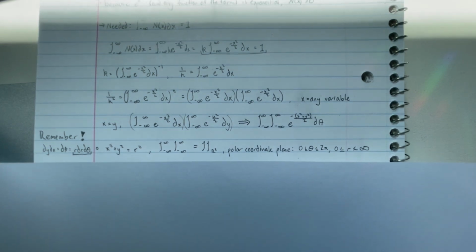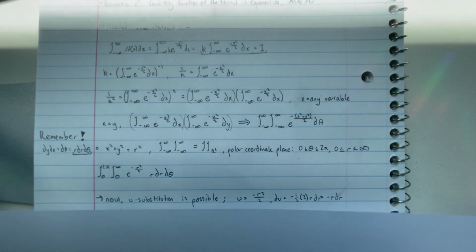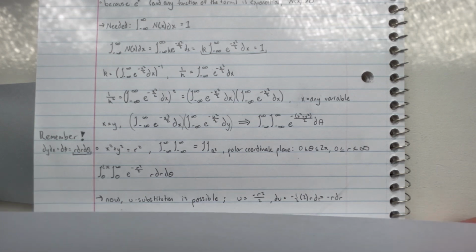Using these formulas, we can rewrite our equation as the integral from 0 to 2 pi times the integral from 0 to infinity of e to the negative r squared over 2 r dr d theta. Now we can use substitution as we have that r outside of our e to the exponent. If we substitute u for u equals negative r squared over 2, du is going to equal negative 1/2 times 2 r dr, which is equal to negative r dr. Now we can integrate over our region.